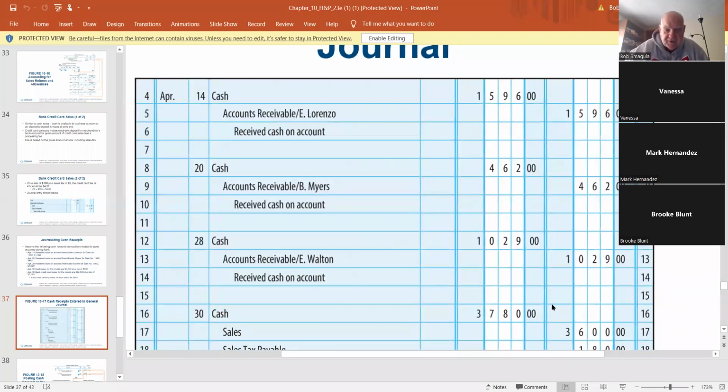Journalizing cash receipts. Guess what? You're going to debit cash and credit accounts receivable. Debit cash, credit accounts receivable, debit cash, credit accounts receivable, debit cash, credit accounts receivable, okay?